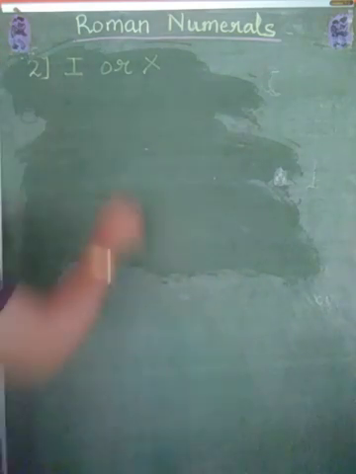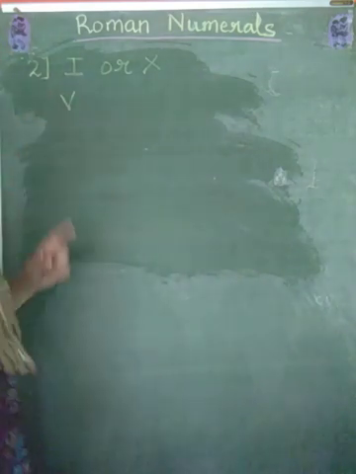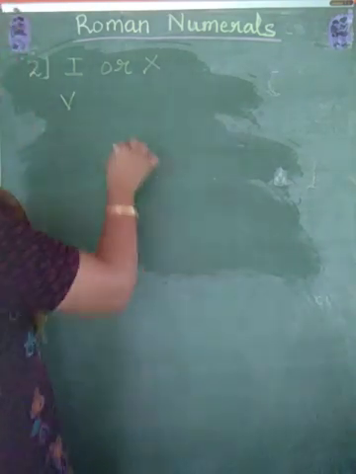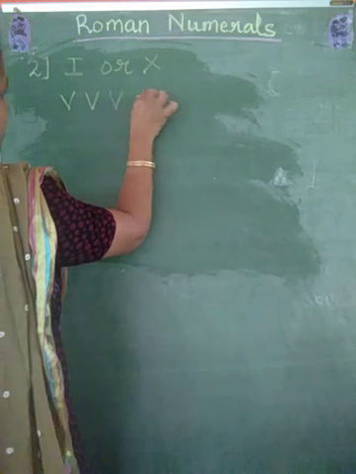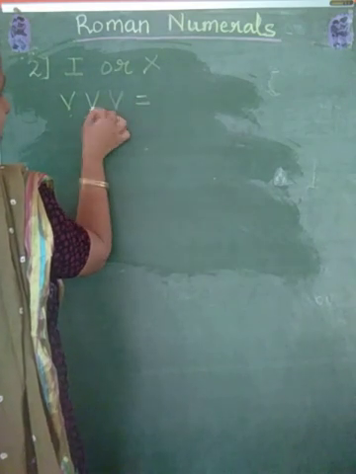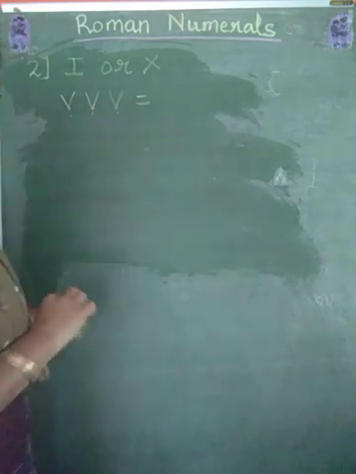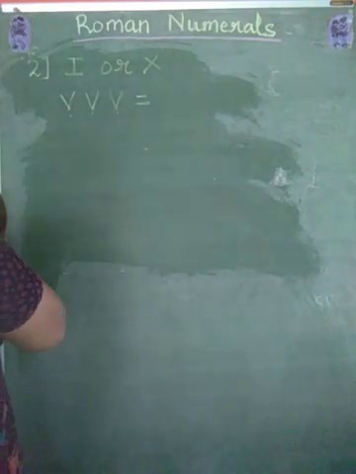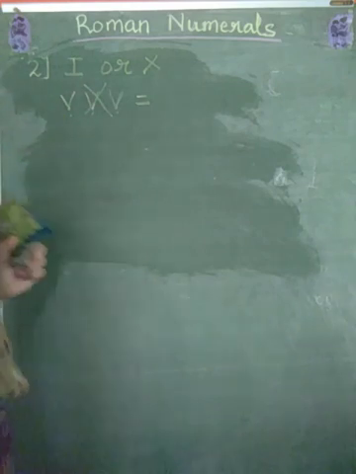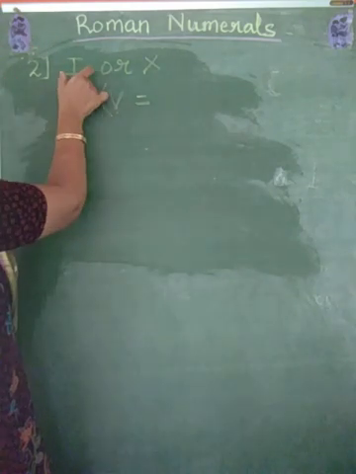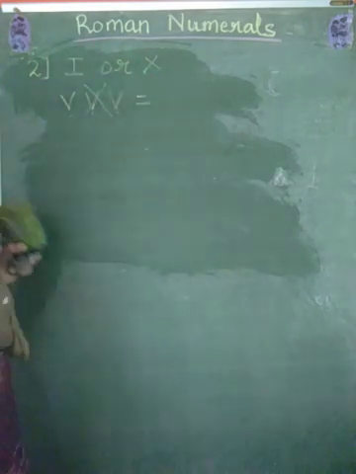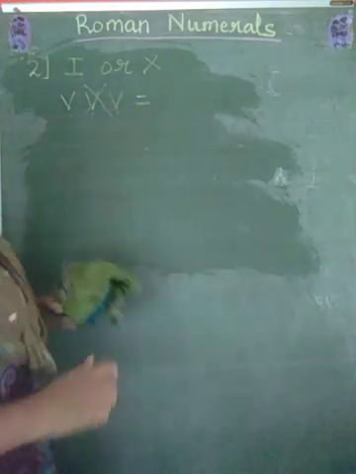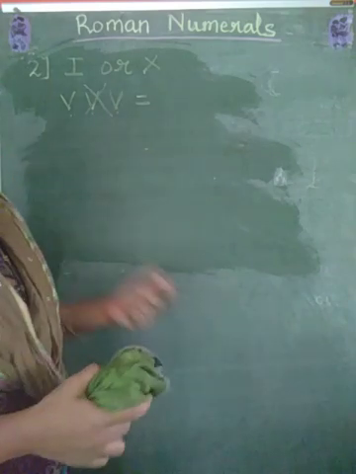Whereas letter V is written only once. Letter V cannot be repeated. We cannot say that V is equal to 5 plus 5 plus 5 equal to 15. We do not have a number like this. This is wrong. So, according to rule number 2, only letter I and letter X can be written maximum for 3 times, and V cannot be written for more than one time.